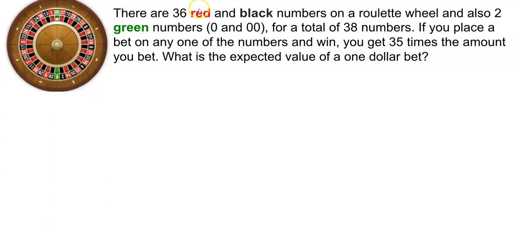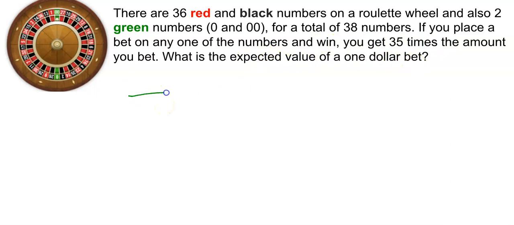So there are 36 red and black numbers. You can see that there are 2 green numbers, for a total of 38 numbers. If you place a bet on one of the numbers and win, you get 35 times the amount you bet. What is the expected value of a $1 bet?